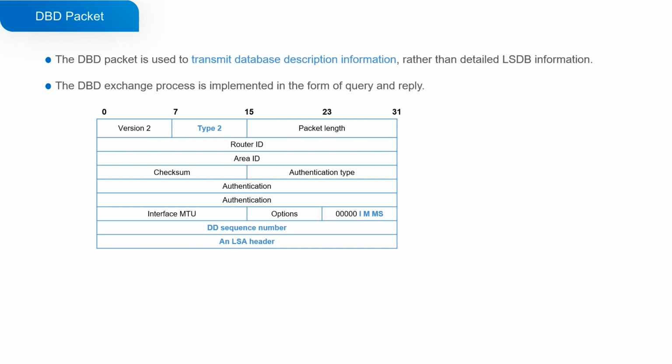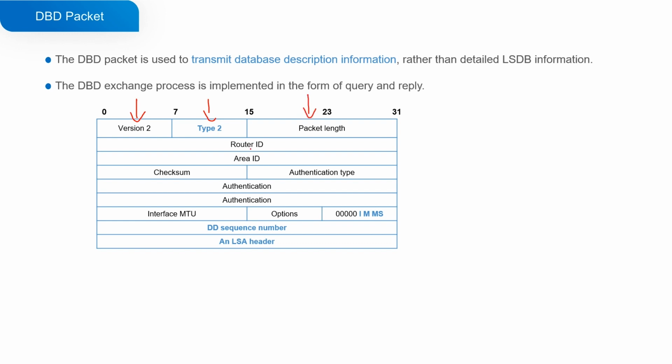Here we can see the DBD packet format, and we can analyze this format. The first part is the version. Of course, it's version 2, which means OSPFv2, part of the IPv4 environment. And next is the type 2, which means this packet is the DBD packet. So the type value is 2.